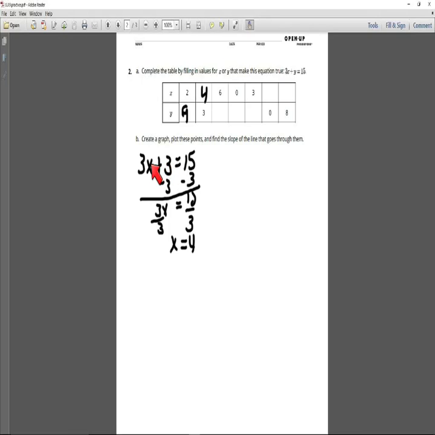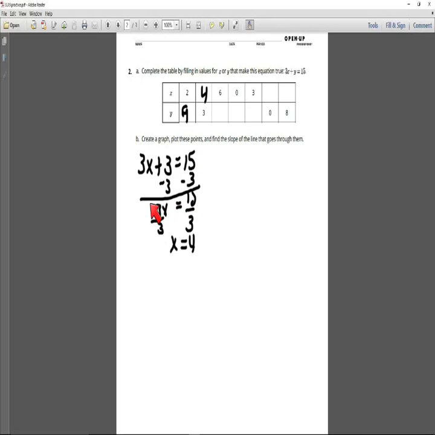Again, I want to get the variable by itself. You always start getting rid of addition and subtraction first. And to get rid of adding 3, I use the opposite operation of subtracting 3. So 3 take away 3 is 0. And then over here I have to do the same thing on the other side of the equal sign. 15 take away 3 is 12. Now on this side I'm left with 3x, and on this side I'm left with 12.